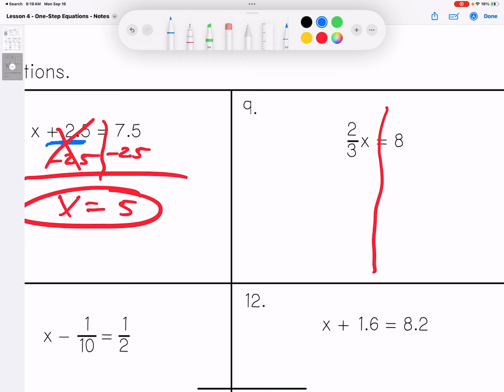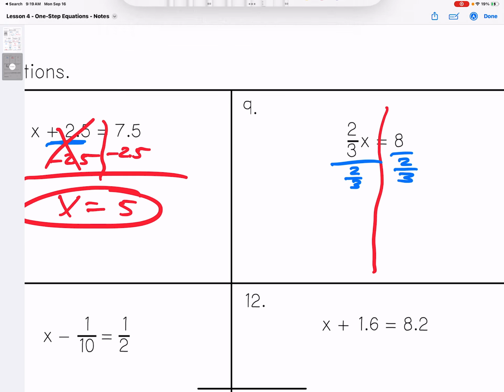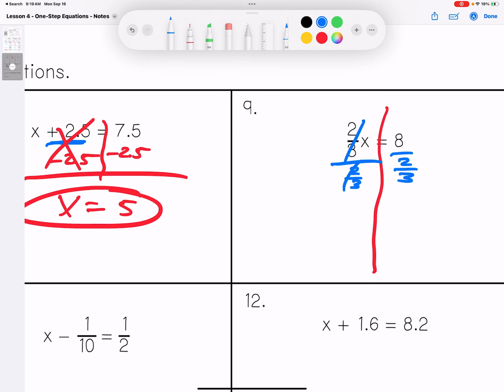All right, 2/3 x. That means multiplication. That's a fraction times x. Now, if x is on top, it is division, right? But it's not. Okay? It's 2/3. It's a fraction times x. So what is the opposite of that? It's division. So we have to divide by 2/3. Whatever you do to one side, you do to the other. As we've showed you earlier, those cancel out. You're left with x equals 8 times 2/3. When you type that in your calculator, it would have told you the answer was 12.